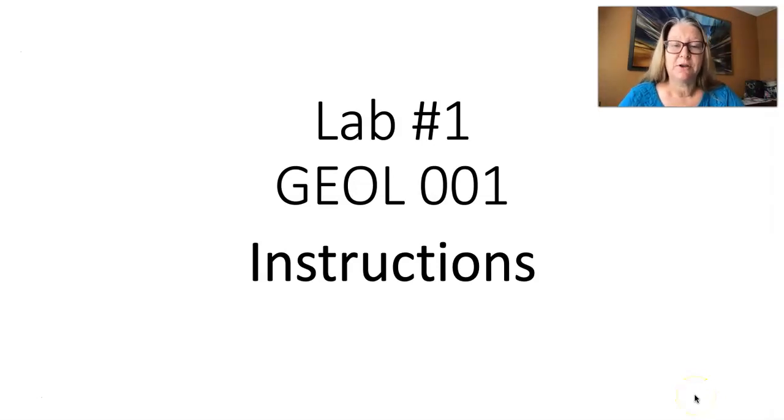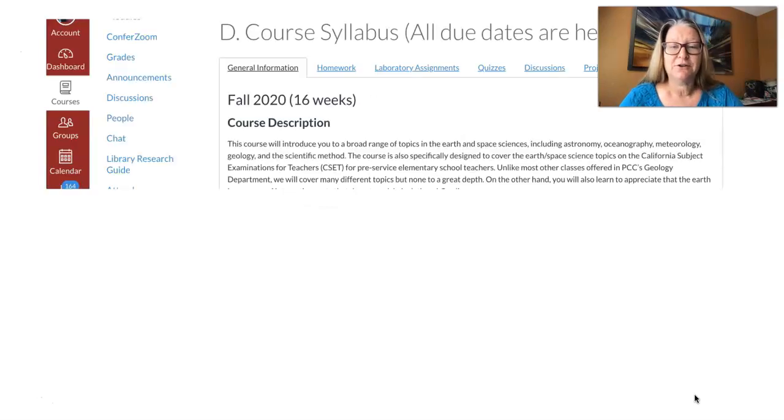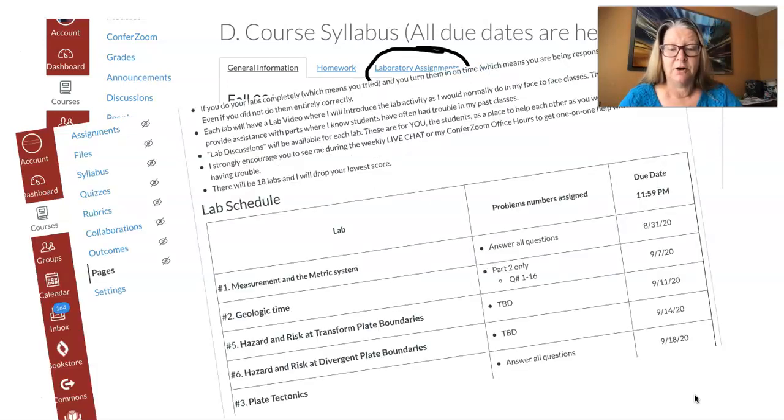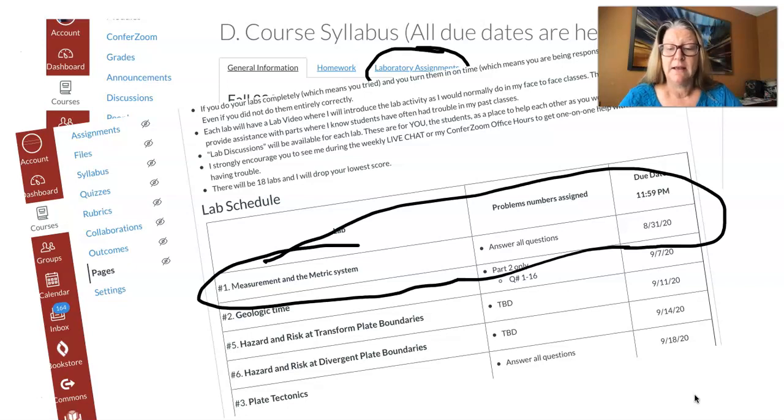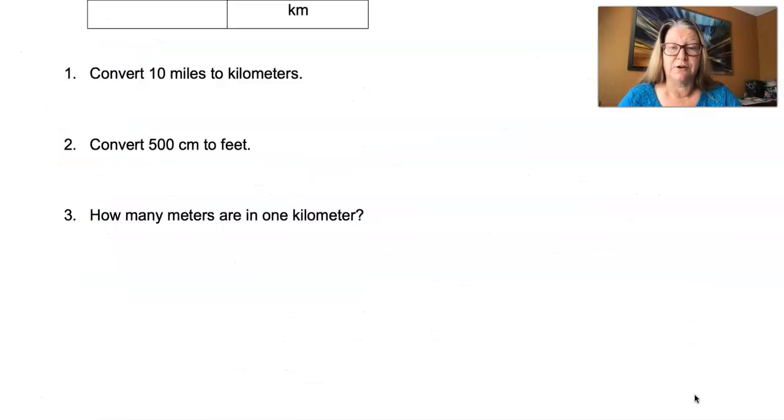I plan to do this for each lab. This is a quick lab, so this is not going to be a long one. First of all, where do you find your lab assignments? Well, they're under the orientation module, under the course syllabus where it says all due dates are here, and you look for the lab assignment tab, and then you click on it, and here you will find all of your labs. The lab this week is measurement and the metric system, and you're going to answer all the questions, and it's due on August 31st.